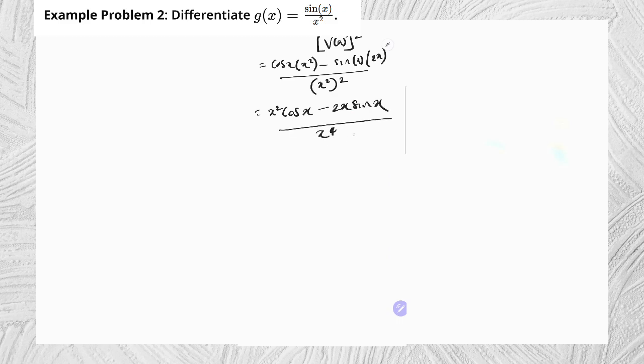Now, we can simplify further by dividing each term in the numerator by x raised to the power 4. And once we do that, x squared will cancel 2, and that will give us cos x divided by x squared. And x will cancel 1x, and that will be minus 2 sine x divided by x raised to the power 3. And our final answer will be cos x divided by x squared minus 2 sine x divided by x cubed.